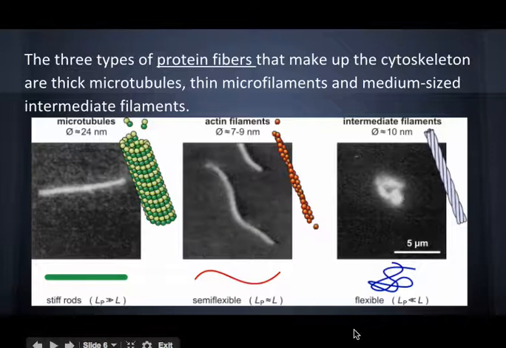The three types of protein fibers that make up the cytoskeleton are thick microtubules, thin microfilaments, and medium-sized intermediate filaments. The diameter is 24 nanometers for microtubules, 7 to 9 nanometers for actin filaments or microfilaments, and 10 nanometers for intermediate filaments.